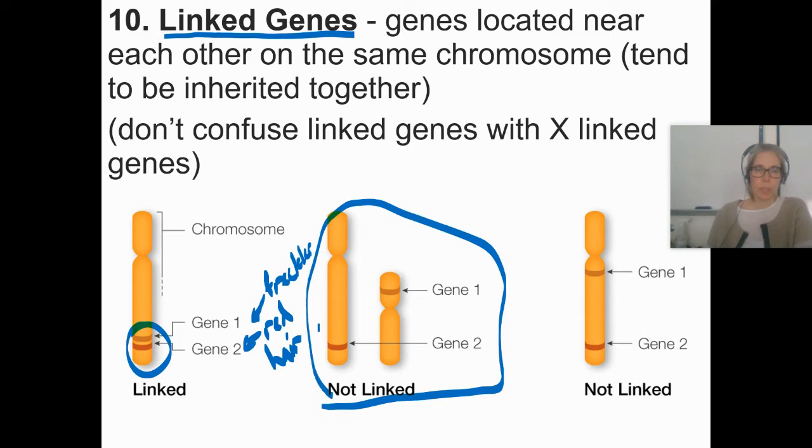So, for example, maybe this is the gene for whether or not you have freckles, and this is the gene for whether or not you have widow's peak. That's going to sort totally independently.